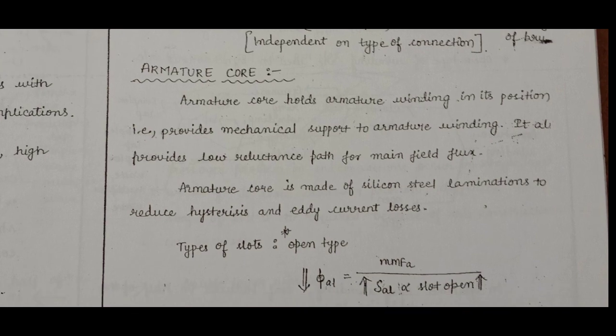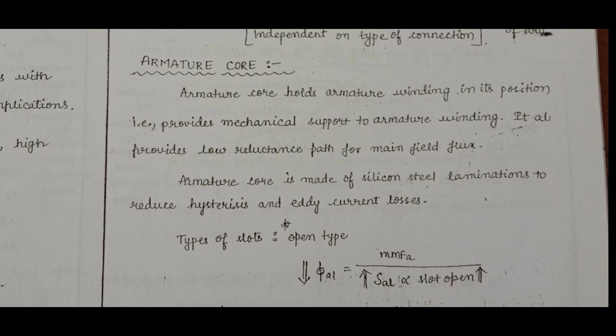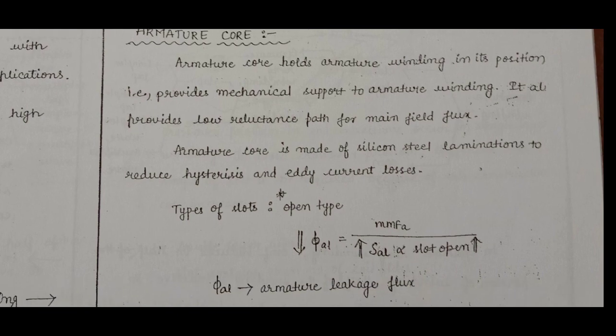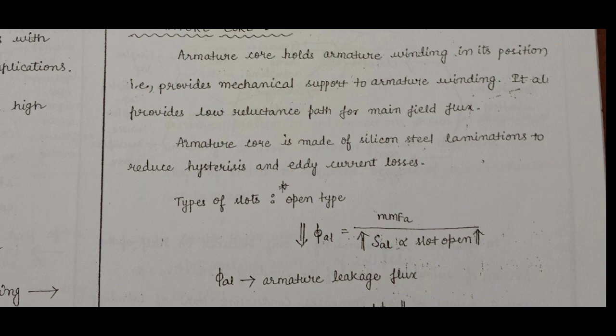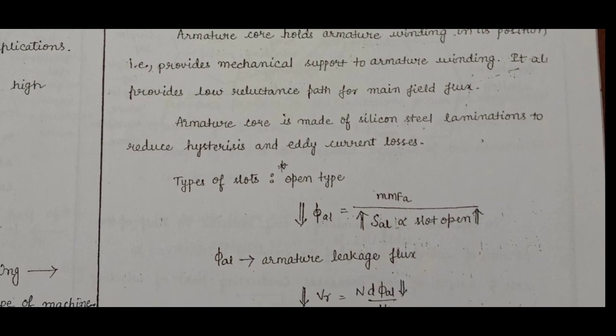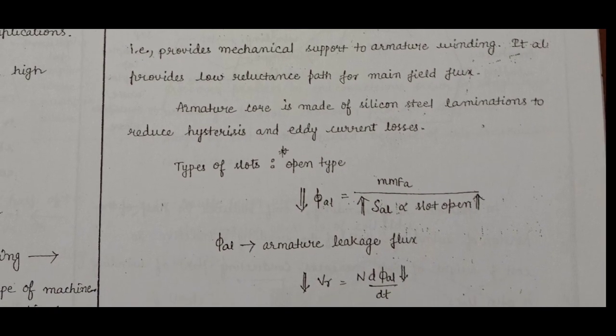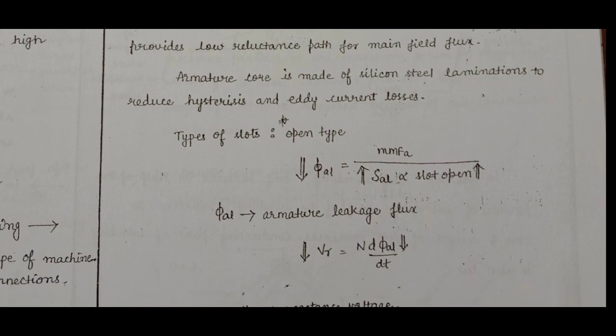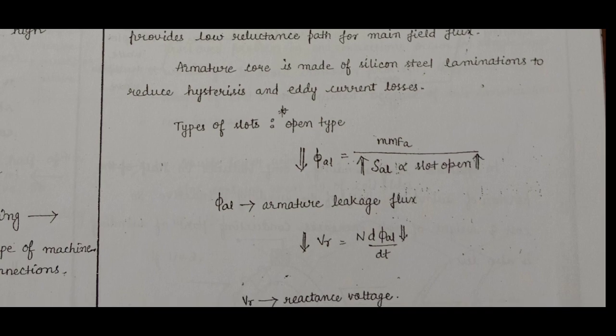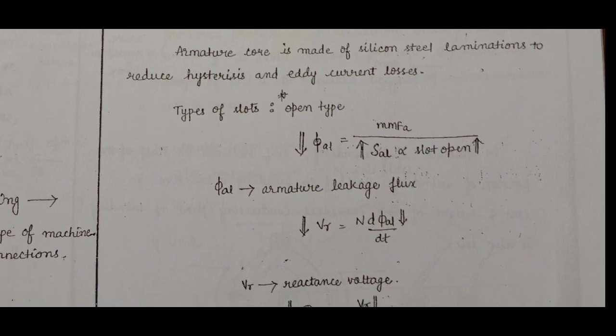The armature core holds the armature winding in its position. It provides mechanical support to the armature winding. It also provides a low reluctance path for the main field flux. The armature core is made up of silicon steel lamination to reduce hysteresis and eddy current losses.